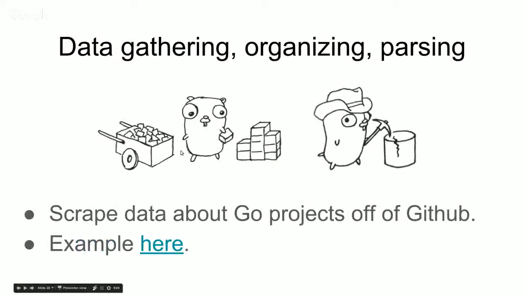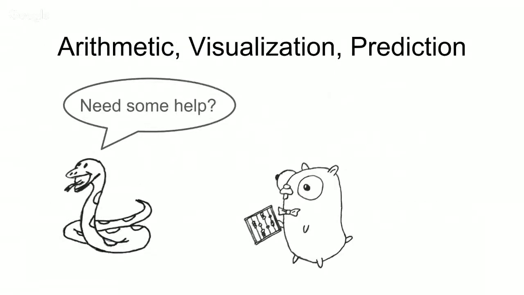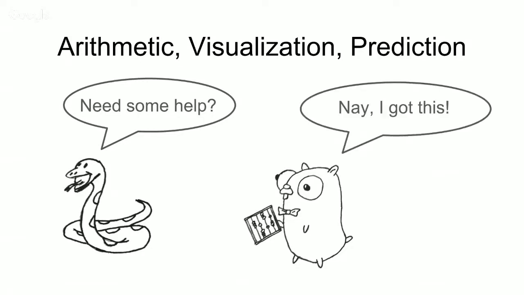But what about these other things that are often done in data science? So I mentioned arithmetic, and within that, we can think of visualization and prediction. A lot of my Python data scientist friends might offer some help right now because they're not sure Go can handle this. But I'm very happy to say that we can definitely handle this. And this is where I really want to show you some great techniques and tools out there that you can utilize in your own projects.